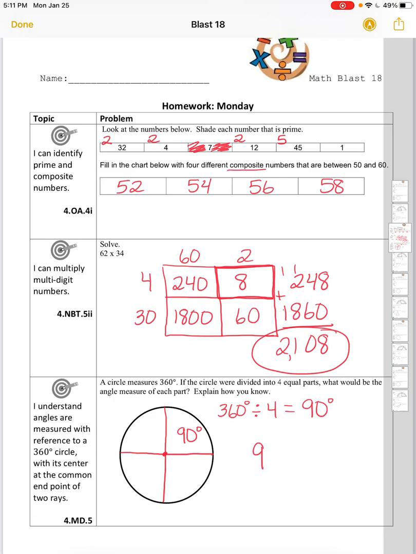90, I can show that as a multiplication sentence. 4 groups of 90 degrees. That's 4 times 9 tens. I could write it that way too. 4 times 9 tens is equal to 36 tens, which is 360. And I'll put my degrees sign there. So again, each angle measure or each sector of that circle when divided into 4 equal parts will measure 90 degrees.